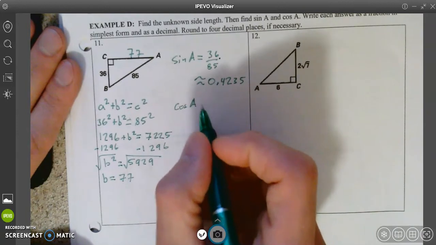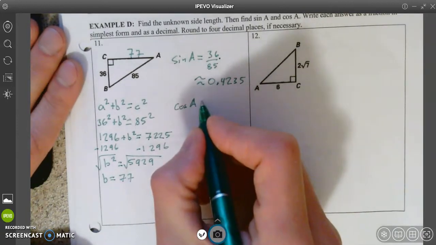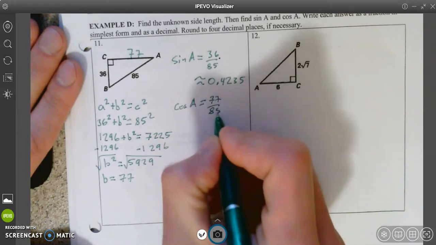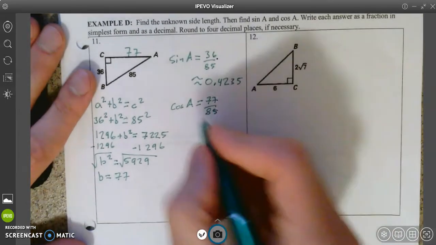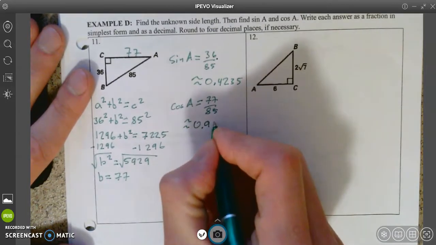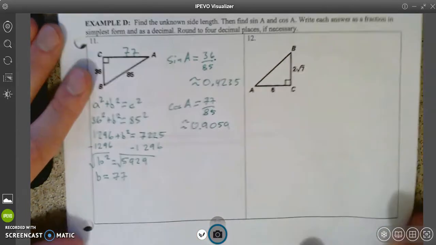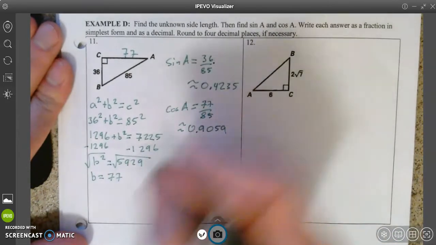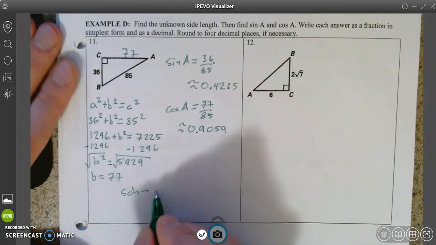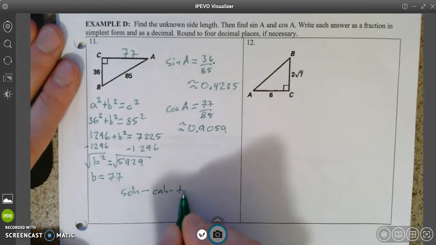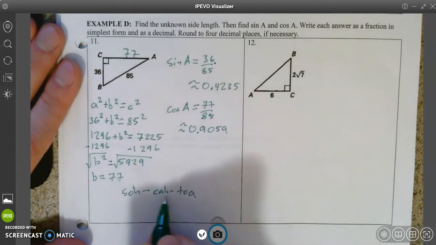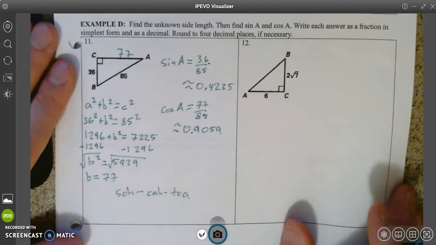Remember, cosine is adjacent over hypotenuse, so that's going to be 77 over 85. That also does not reduce. Dividing that out gives us 0.9059. So, friendly reminder, SOH, CAH, and then TOA. So opposite over hypotenuse for sine, adjacent over hypotenuse for cosine.